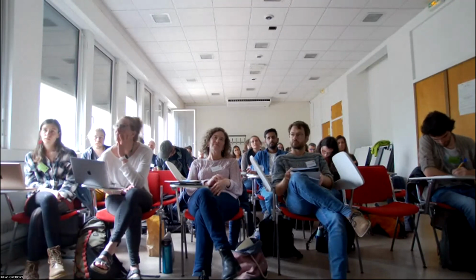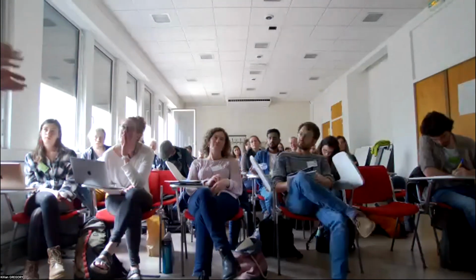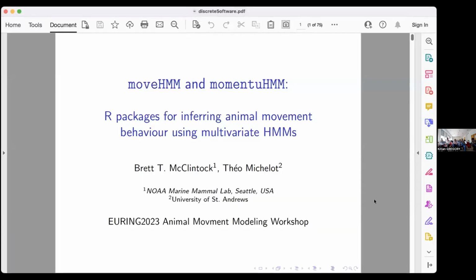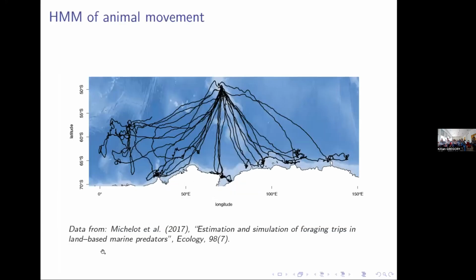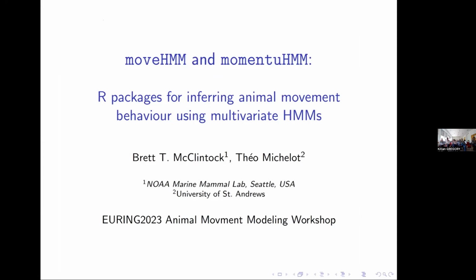So now we're going to move on to what we call discrete time movement models. There are different flavors of these, but for this kind of shorter workshop, I thought it might be helpful to go over some of the more popular ones that we've been seeing popping up at meetings like EURING or ISEC, if anyone attends that one. And these involve hidden Markov models.